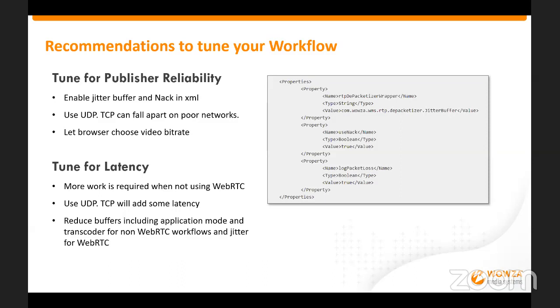TCP has some network resiliency built into the protocol, but when you have bad networks with packet loss, it causes everything to fall apart. And so UDP is the way to go with the jitter buffer and NACK implementation. It's going to allow you to really push through some pretty significant packet loss scenarios.